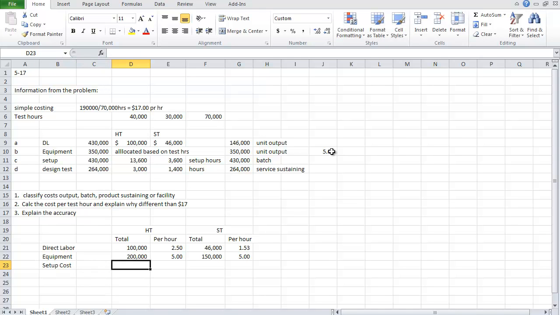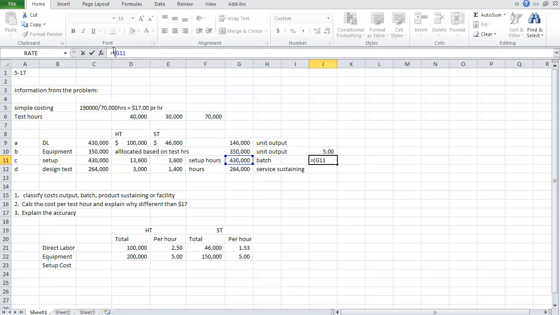So on our setup costs, we need to figure out the setup costs the same way that we just did above. So we're going to start with the 430 and in this case, we need to look at the setup hours. So we're going to divide this.